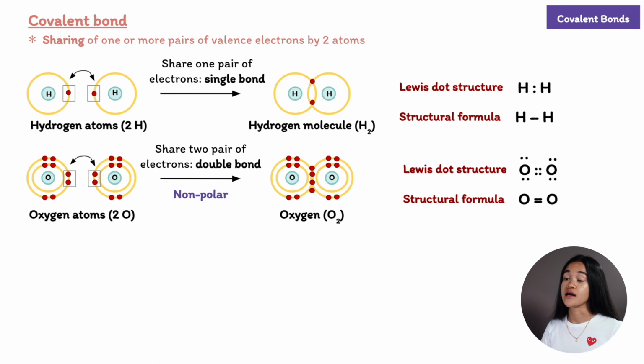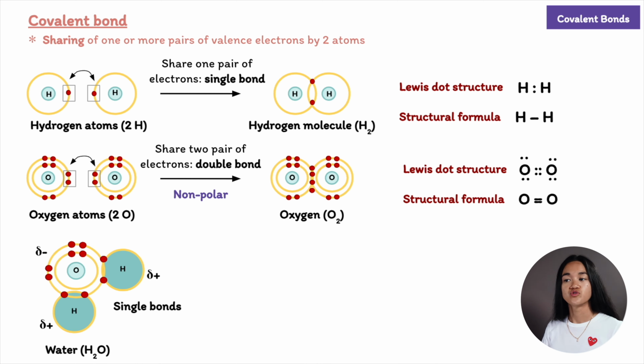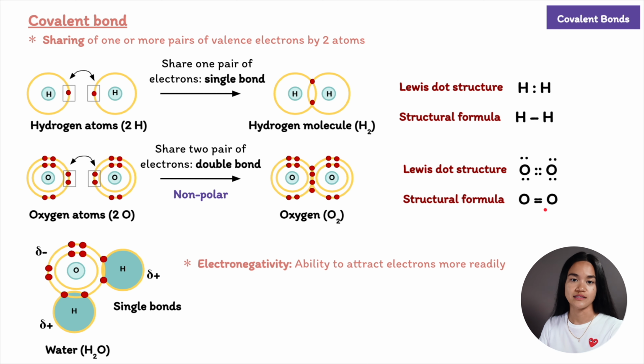In many bonds, the electrons are not shared equally by the two atoms. An example is the bonds in a water molecule. It consists of two hydrogen atoms covalently bonded to a single oxygen atom. In a molecule of water, the electrons are more likely to be located near the oxygen atom. The attraction of a particular atom for the electrons of a covalent bond is called its electronegativity. So electronegativity is the ability of the atom to attract electrons more readily. The more electronegative an atom is, the more strongly it attracts shared electrons toward itself.